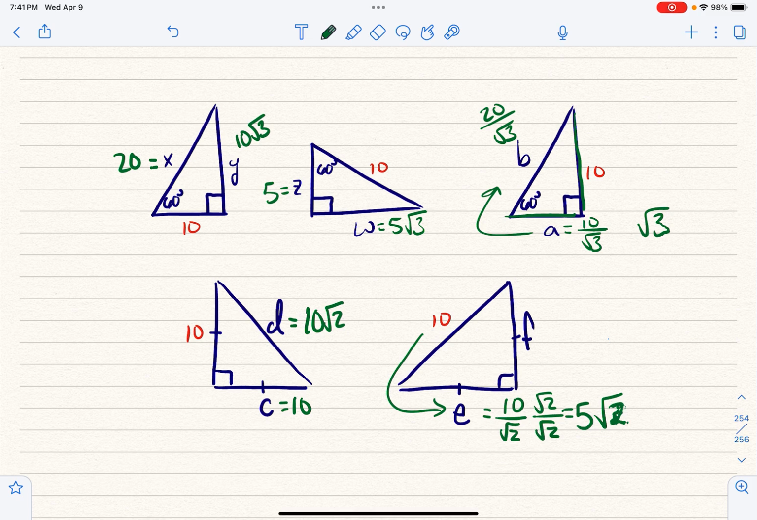And then, of course, f is the same thing because these two sides are always the same length.